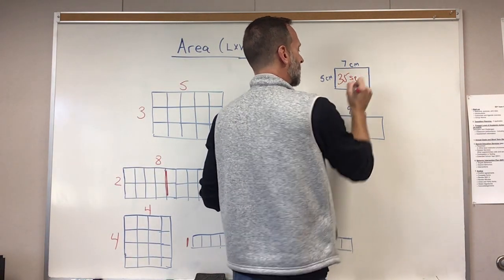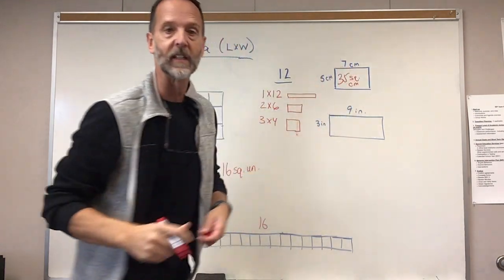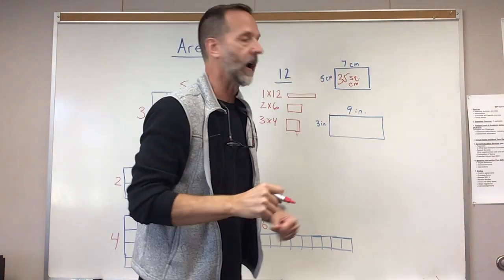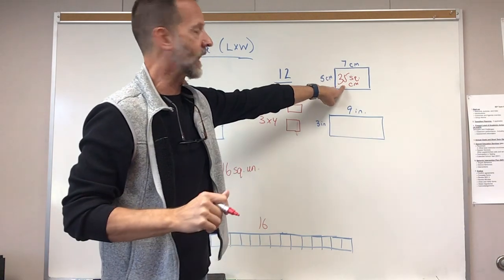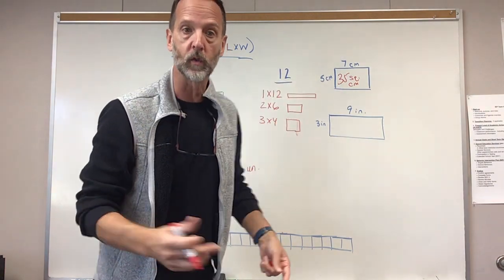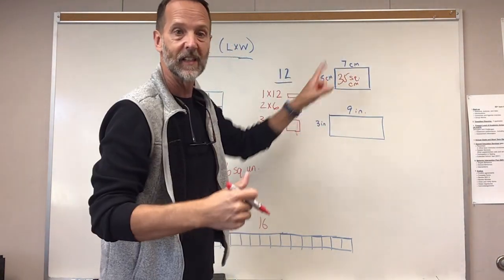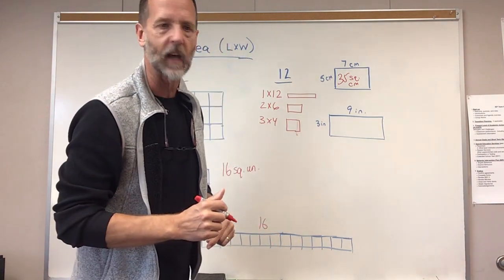This will be square centimeters, not square units, because it's measured in centimeters. I can multiply 7 times 5. Notice I wrote the area inside because that's where area goes. Perimeter's outside, area is inside. I write the area right in the inside of the figure.